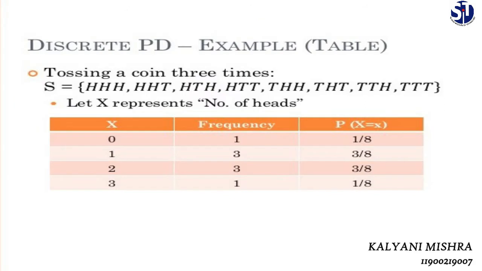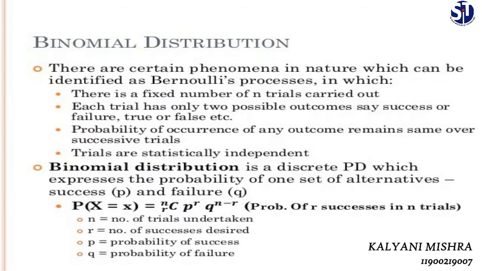Discrete probability distribution example: tossing a coin 3 times, so the outcomes are HHH, HTH, HHT, HTT, THH, THT, TTH and TTT. Let X represent the number of heads. If X is 1, the frequency is 3 and P(x) is 3 by 8. If X is 2, the frequency is 3 and P(x) is 3 by 8. If X is 3, the frequency is 1 and P(x) is 1 by 8. That's all. Now we describe the binomial distribution.